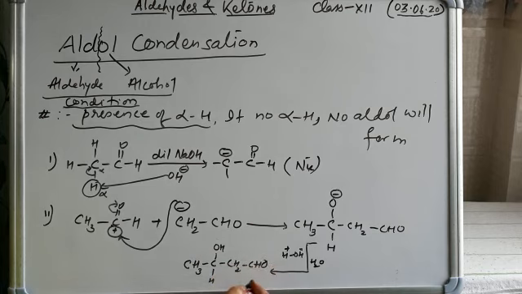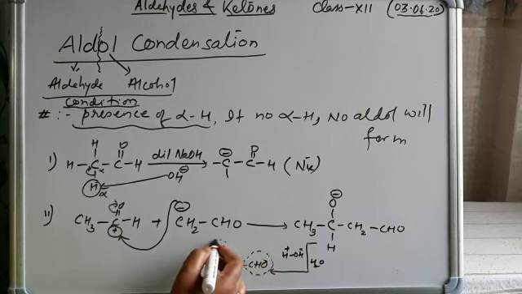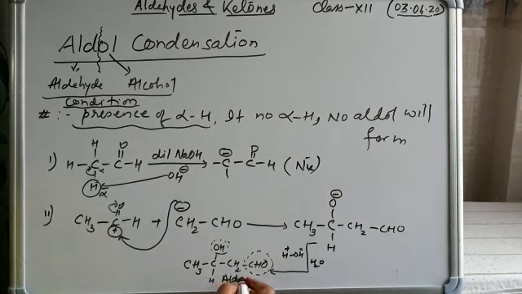So in this molecule we can see that here is the aldehyde and also here is the hydroxyl group present. So this compound is known as aldol. Aldol means molecules having aldehyde as well as OH group.